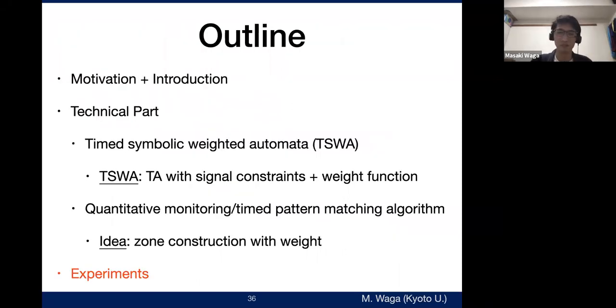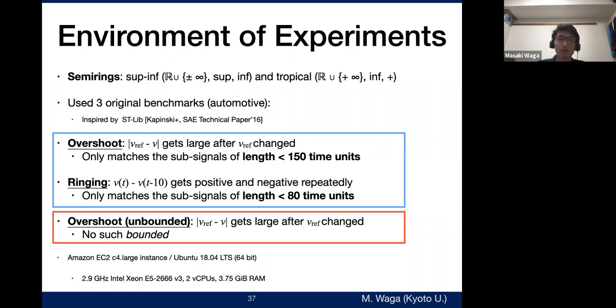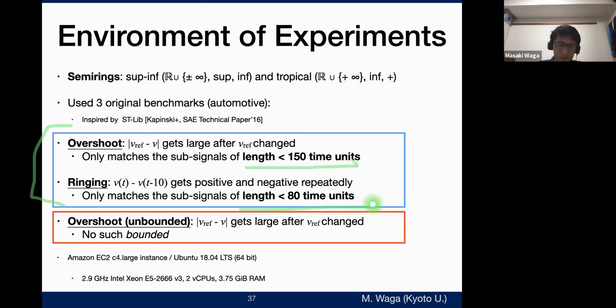So let's go to the experiment part. In our experiments, we use two kinds of semirings, superinf and tropical semirings, and three benchmarks from the automotive domain. The important thing is that for two of these specifications, there is a bound on the length of the matching. On the other hand, for the third specification, there's no such bound.